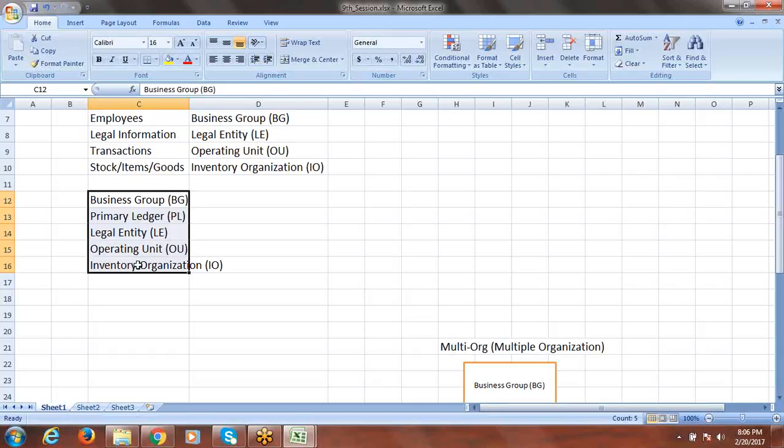So let's talk about business group. It's a very simple point. When you talk about business group, generally we create it country specific. If your client is doing business in multiple countries, you have to create multiple business groups. Say the client is running the business in 10 countries. In that case, you'll create 10 business groups.